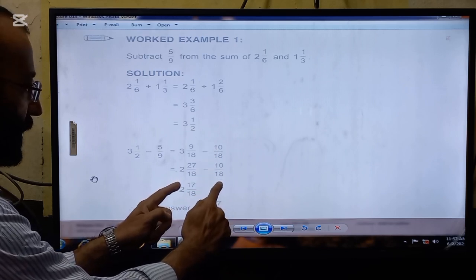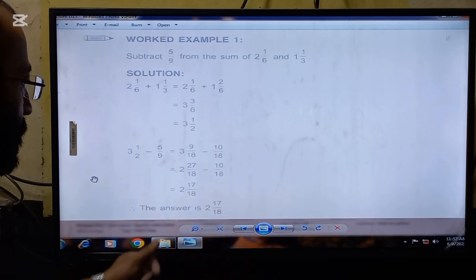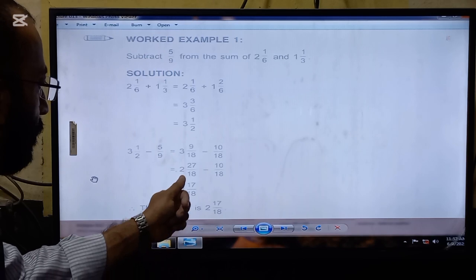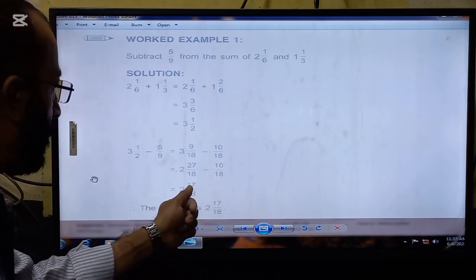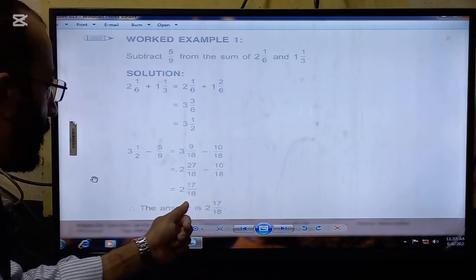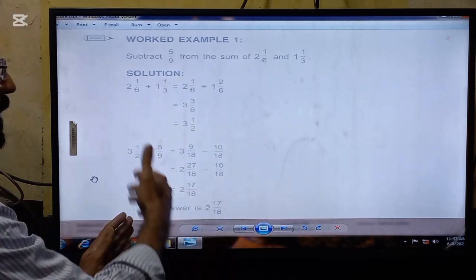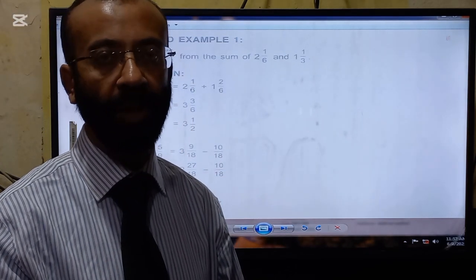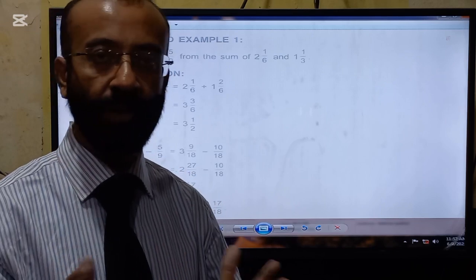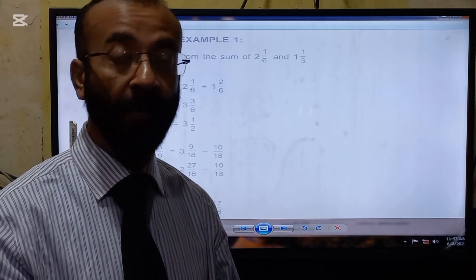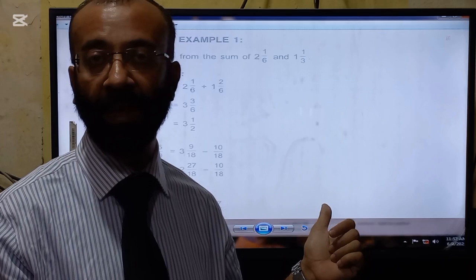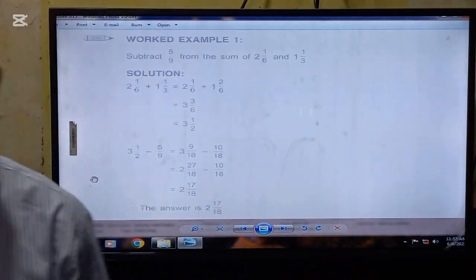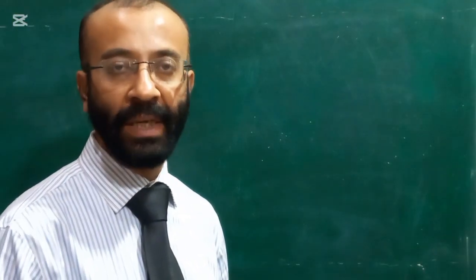This number remains the same. Now we will solve it. This 2 will remain the same and 27 minus 10 will be equal to 17 and 18 will remain the same. So this is the first method to solve the question. That is actually a European method that is called converting unlike fractions to like fractions and then solving it. Now we will solve the same question by another method that is called the direct method. So we are going to solve the same question by the second method, that is the direct method.